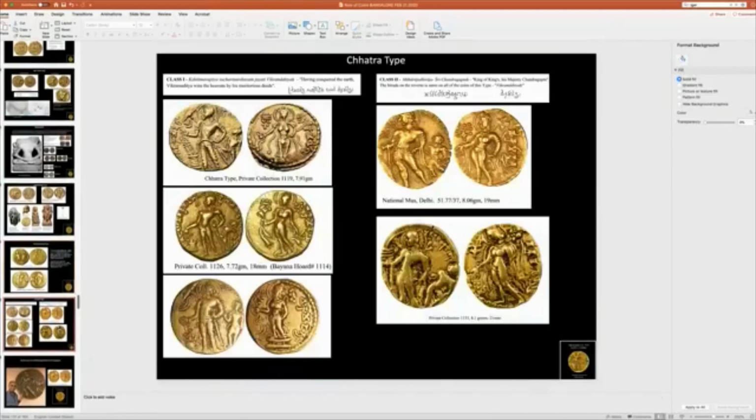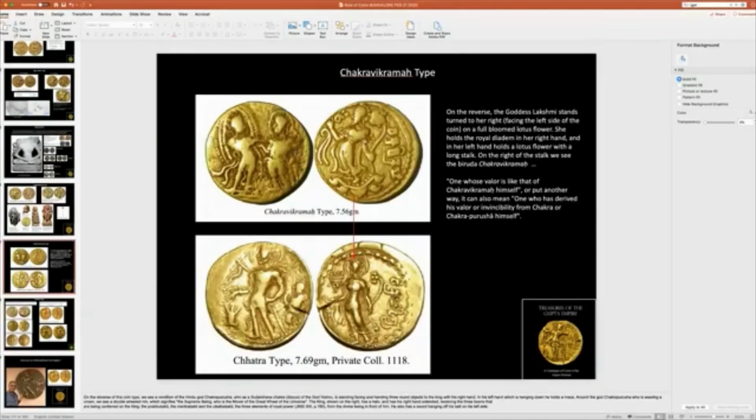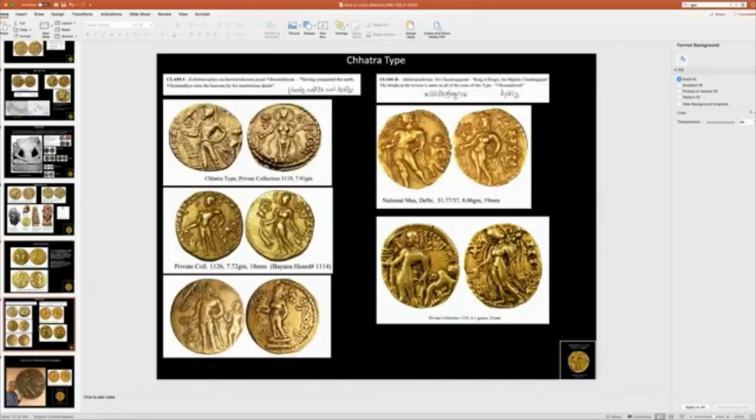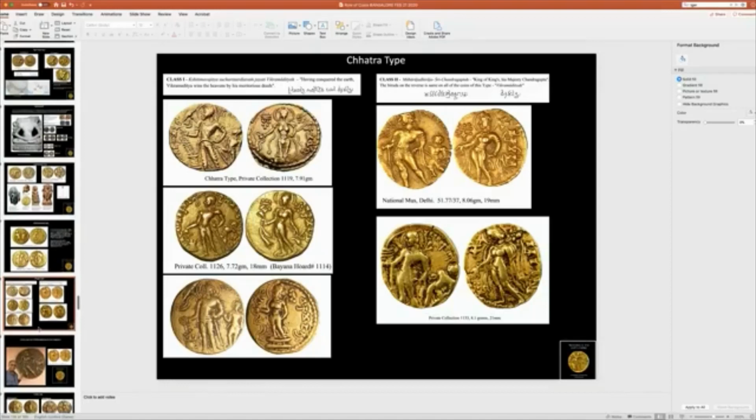All right, moving along. So we were talking about how this design matched the reverse of the Chhatra style. The Chhatra style is right here, issued by King Chandragupta II, right? And we'll go straight into the Chhatra style here. Chhatra style was struck by not just Chandragupta II, but also by King Kumaragupta I. And here we find many, many different styles, many different designs of the obverse, and in the reverse, sometimes the goddess is shown facing forward, sometimes she's shown walking to the left, sometimes she's shown standing on a pedestal.